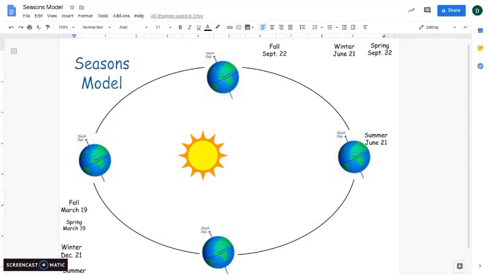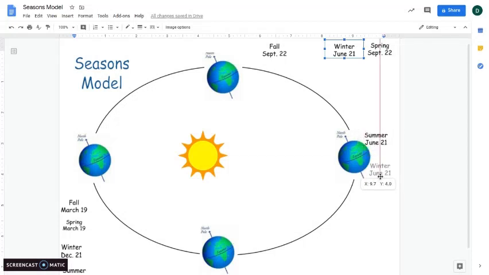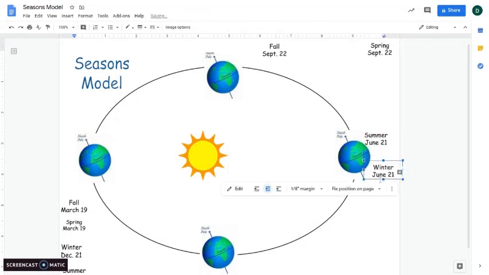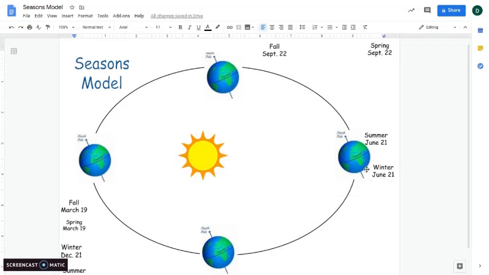The seasons are opposite each other. When we have summer, known as the summer solstice, in the northern hemisphere, the southern hemisphere is experiencing their first day of winter on June 21st. They have winter because they are tilted away from the Sun.